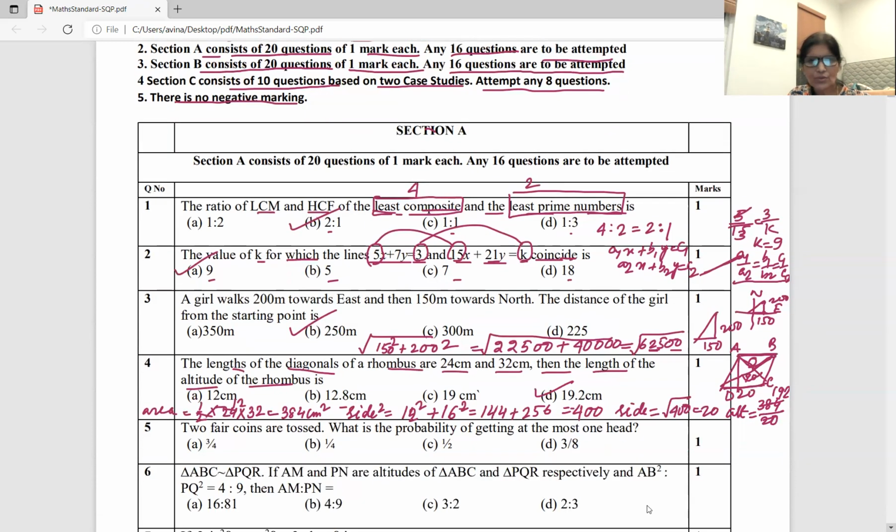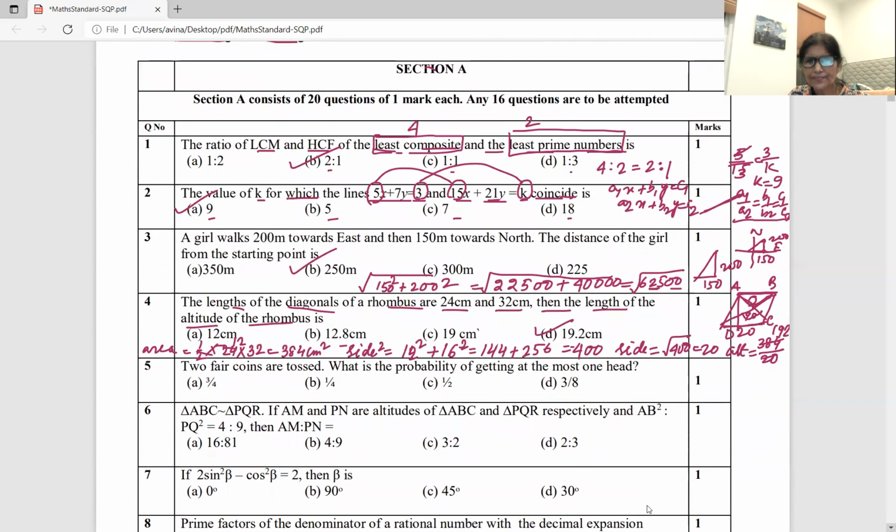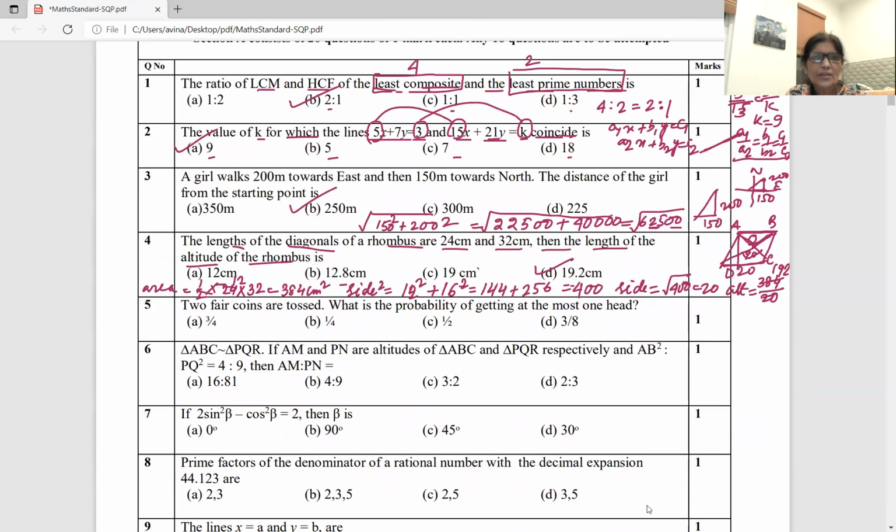Next, coming to question number 5. Two fair coins are tossed. What is the probability of getting at most one head? At most one head means zero head and one head. At most means at the most one head, not more than one.